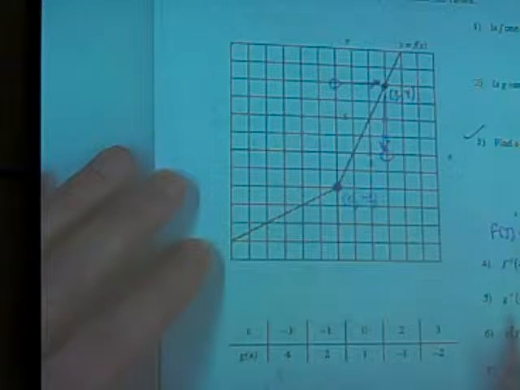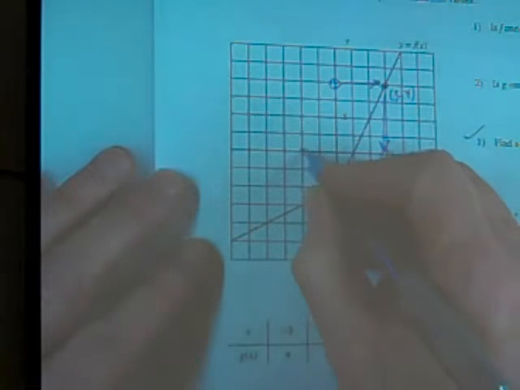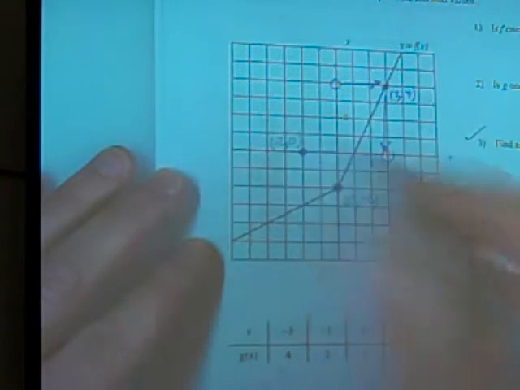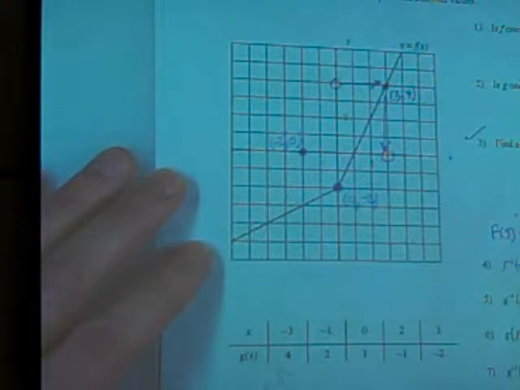Input and output, that means the inverse is going to have the point negative 2 comma 0 on it. So this point, negative 2 comma 0, is going to be on the inverse. Let's look at another example or two.